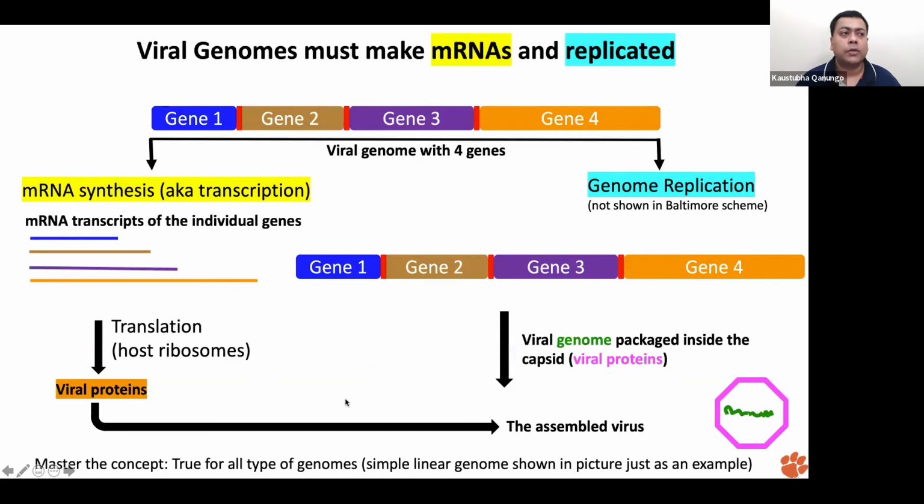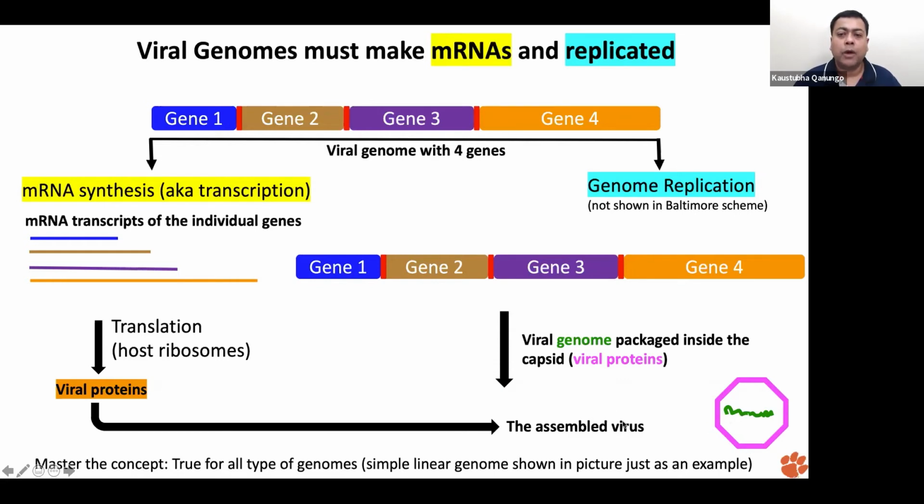So here is also another overview of that whole thing: the viral genomes must make the mRNAs and replicate. If you have, say, 4 genes in a viral genome, they make the mRNA synthesis, which we may sometimes call transcription. After being transcribed, they will make the viral protein, or the proteins, to make the box. And this particular area is the box.